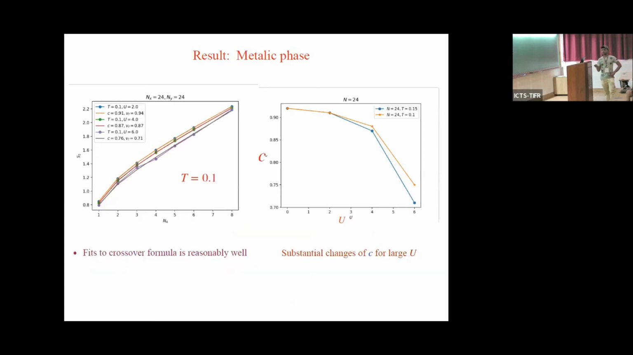Now we'll see whether that fits our data or not. We computed for a large system size, 24 by 24, and we see that the fitting is reasonably good. For different temperatures, we calculated different interaction strengths, and the central charge is plotted against this interaction strength. The non-interacting value is this value, and as we increase U, the interaction strength, we see that the central charge changes substantially from the non-interacting value. So that is one difference from 1D.